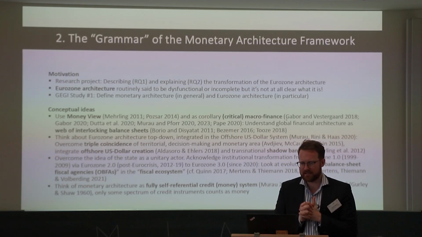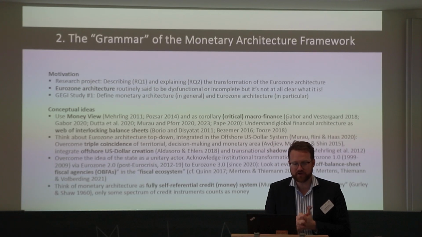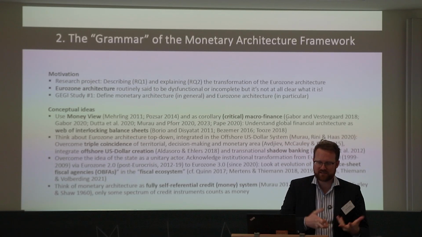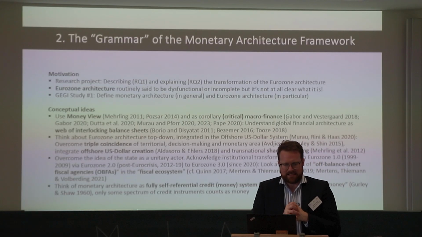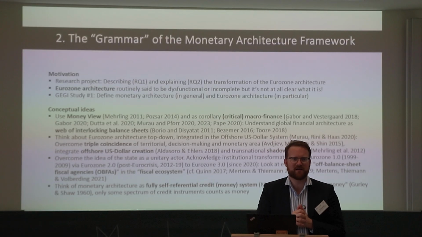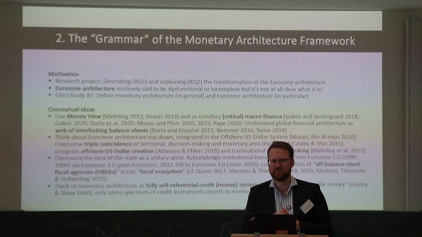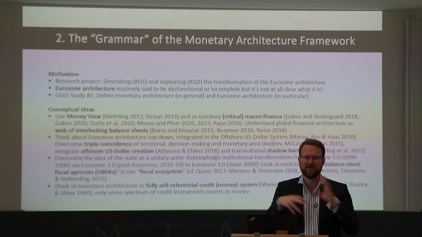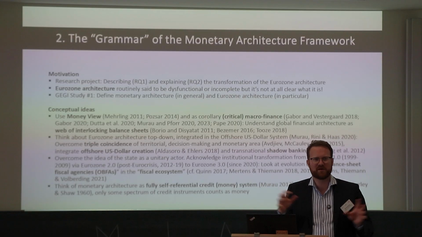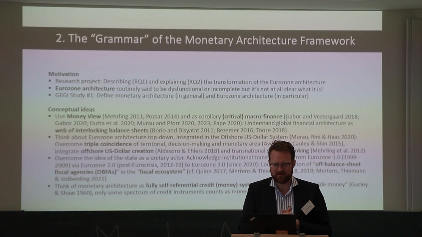In this research project from which the monetary architecture framework emerged, the goal was to describe and explain the transformation of the Eurozone architecture. I also remember having a textbook about how the monetary system in the Eurozone works, and it used the Hume price specie flow mechanism. So pretending that we have gold-like nuggets flowing around in Europe, and that this could explain how money in Europe works and how the Euro crisis worked.